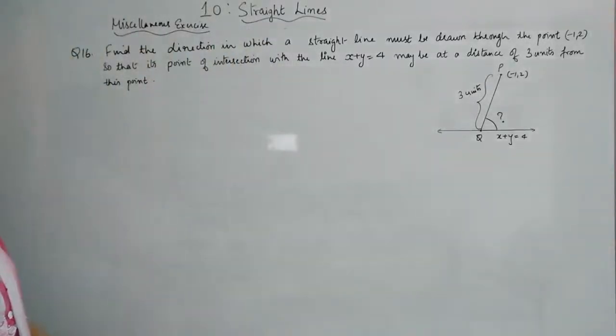The question is, find the direction in which a straight line must be drawn through the point -1, 2 so that its point of intersection with the line x plus y equal to 4 may be at a distance of 3 units from this point.